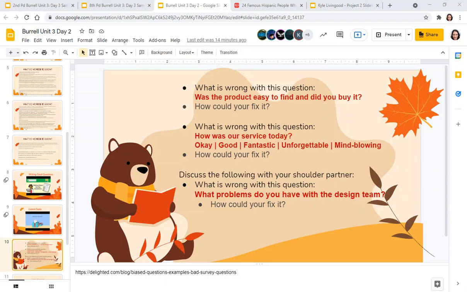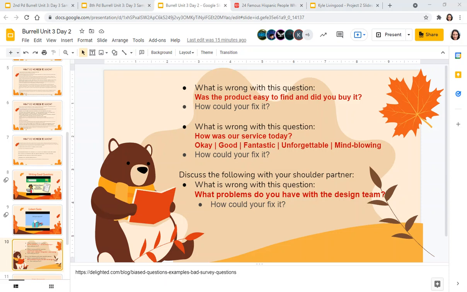All right, so the first question is, was the product easy to find and did you buy it? Raise your hand if you can tell us what's wrong with that question. See a few hands. A few hands, that's good. All right, Gabe, what are you thinking? Should be 2 different questions. Who agrees with that? Did anybody have something to add to it? Adam? It's very open-ended. That can be difficult to record your responses to, right?